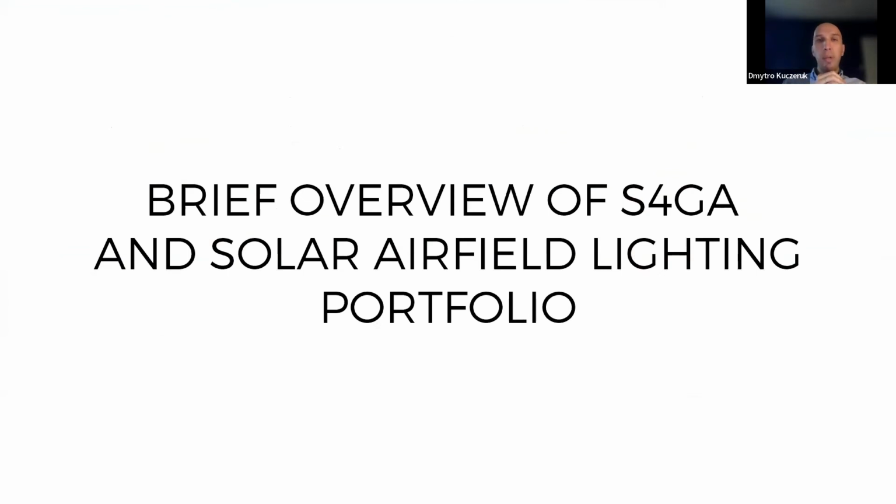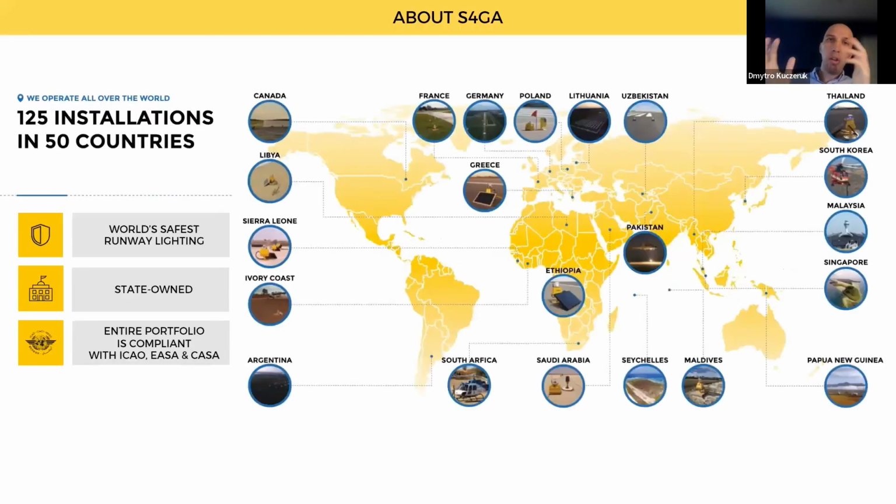Now let me go through a brief overview of the S4GA solar airfield lighting portfolio. Just a reminder, S4GA operates almost on every continent today, in more than 50 countries, in 125 different installations. We provide you with the world's safest runway lighting system because our system offers you zero probability of losing the entire runway lighting system due to power outage, since each light is independently powered.